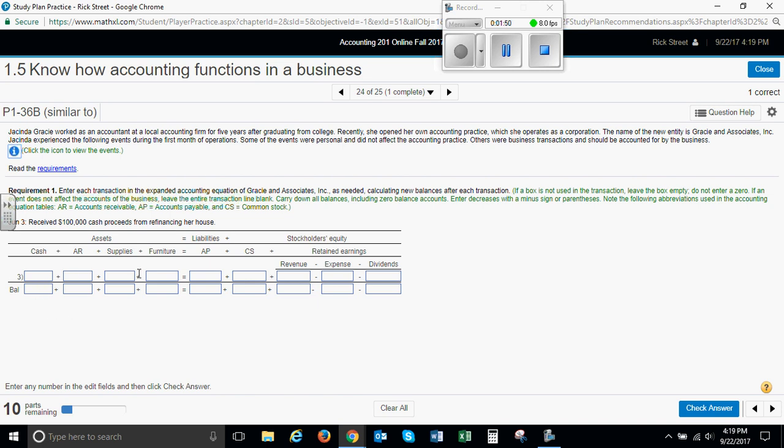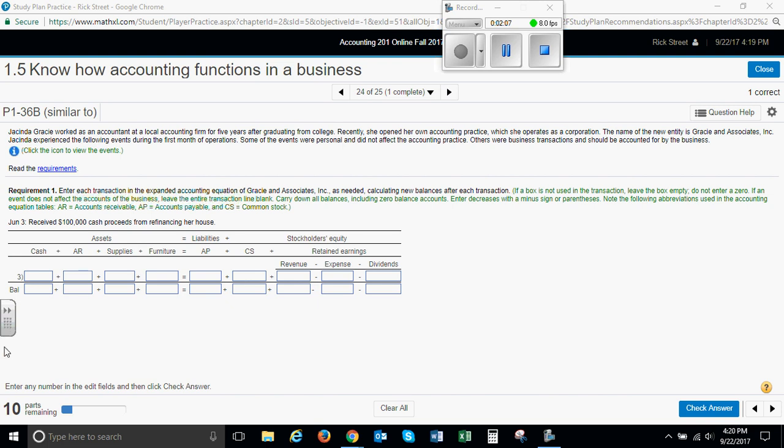That's the transaction line right here. And this is the balance line. And we will keep a running balance. And it's one of the things that's a little bit more tedious about this process. So let's take a look at the first transaction.